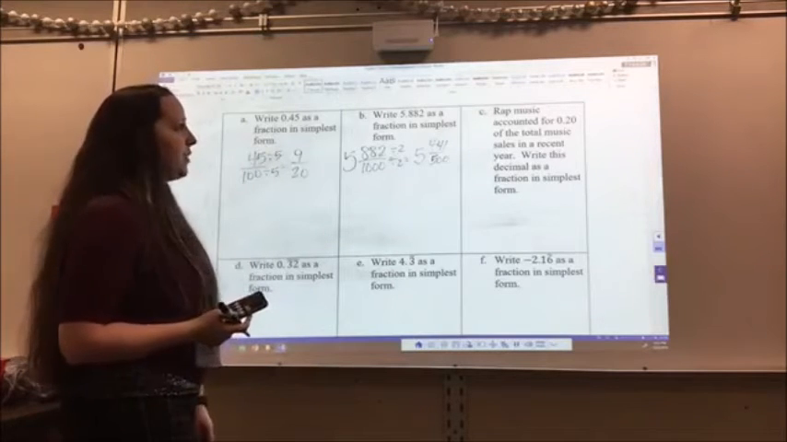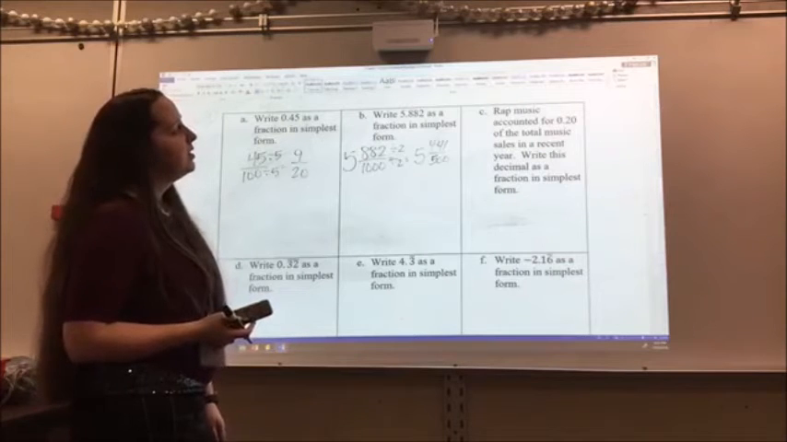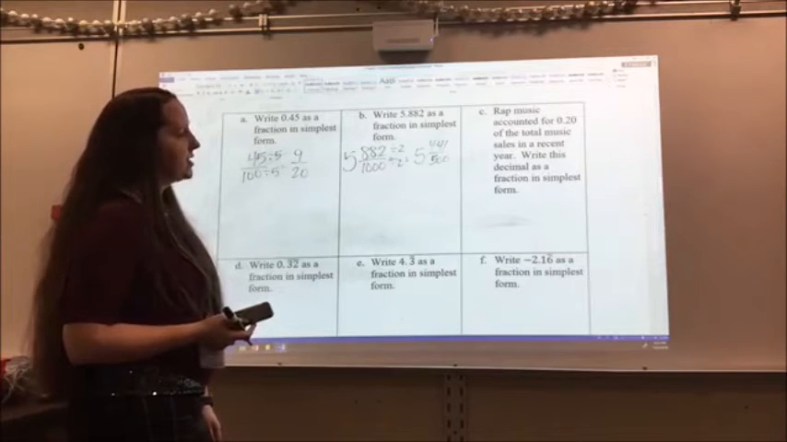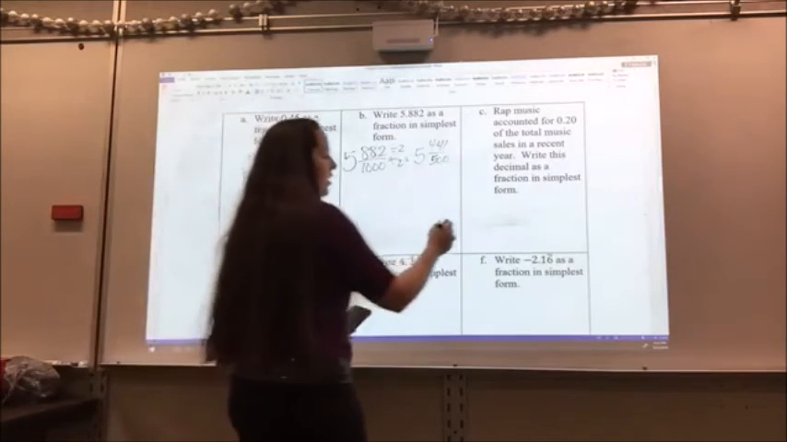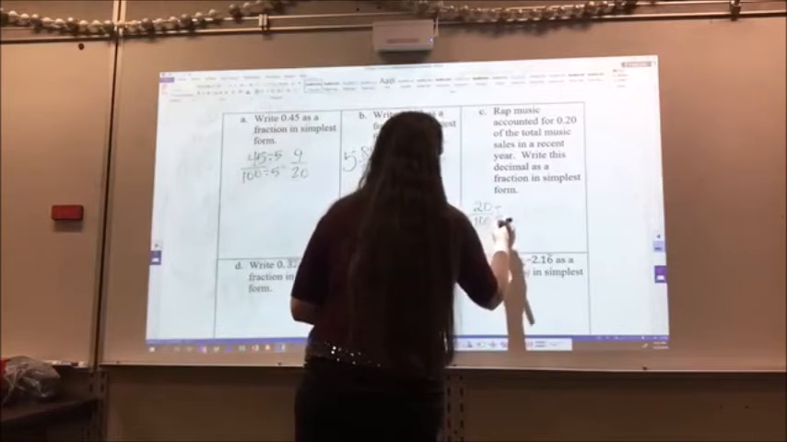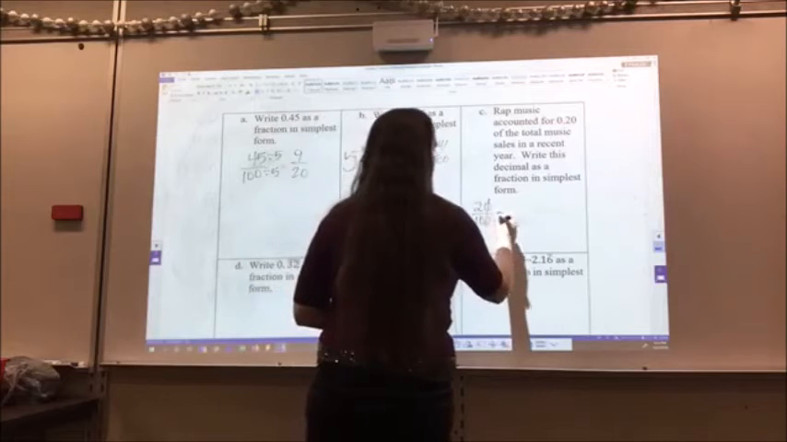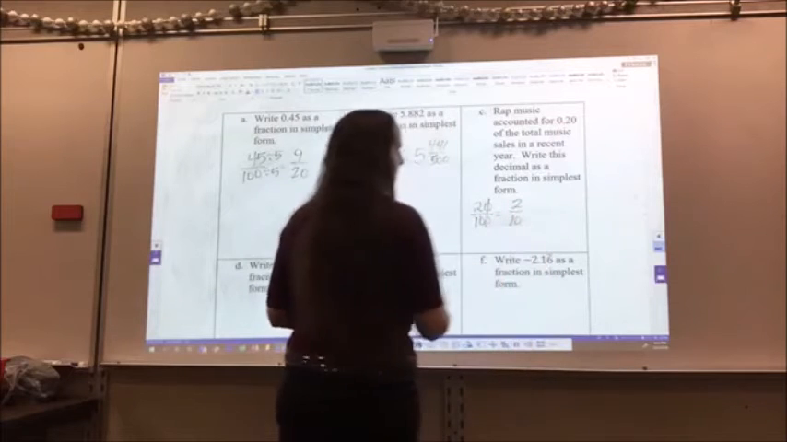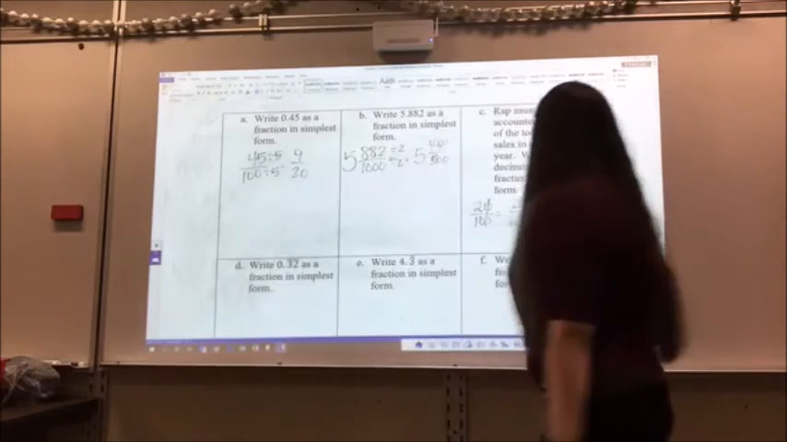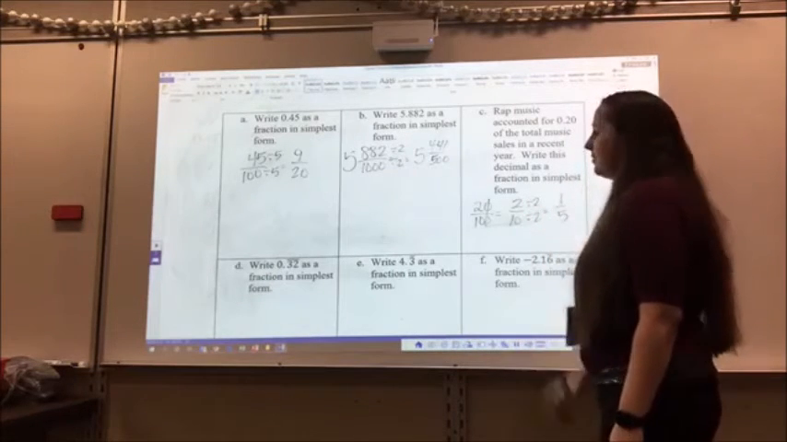For letter C, rap music accounted for 0.2 or 20 hundredths of the total music sales in a recent year. Write this decimal as a fraction in simplest form. So I write 20 over 100. I can divide both of these. The zeros cancel out, so I have 2/10. Okay, and I can divide both of these by 2. So I get 1/5.